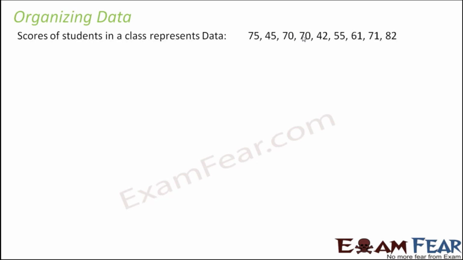So now we talk about organizing data, because we saw that with this kind of haphazard data, we really go nowhere. We are unable to analyze the data properly. Therefore, here we will see how better we can organize data. Now let's say the data given to you is the score of students in a particular class. So here you see 75, 45, 70, 70, 42, 55, 61, 71, 82. These are the marks obtained by various students in a class.